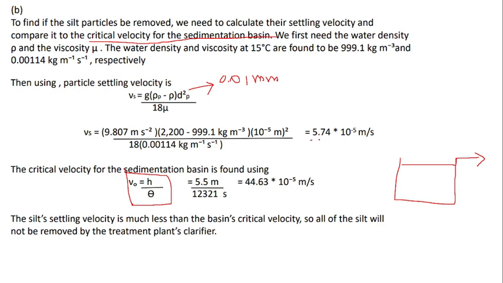We need to compare the Vs along with V naught. So V naught is very much greater than the Vs. So the silt settling velocity is much less than the basin's critical velocity. So all the silt will not be removed by the treatment plant's clarifier. That is the answer for your part B. Okay.